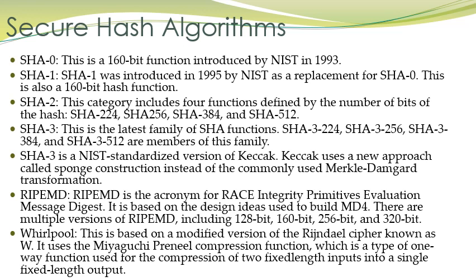SHA-2 is the latest family of SHA functions. SHA-3 includes SHA3-224, SHA3-256, SHA3-384, SHA3-512. These are members of this family. Then SHA-3 is introduced. SHA-3 is just the NIST standard version of Keccak. This algorithm is based on the Merkle-Damgard transformation. So we will see what this Merkle-Damgard transformation is.